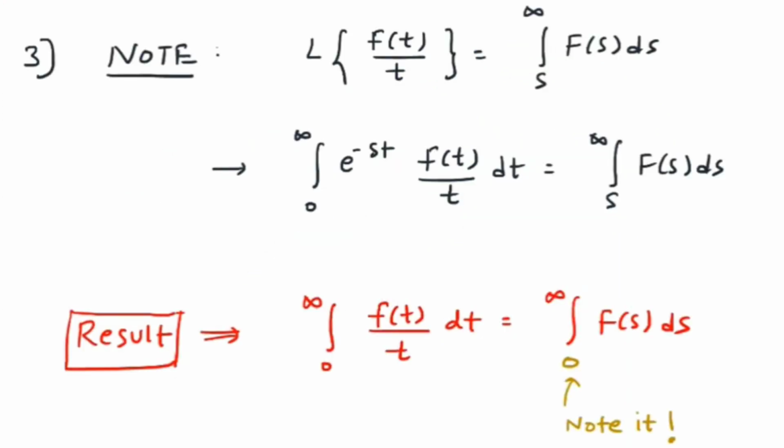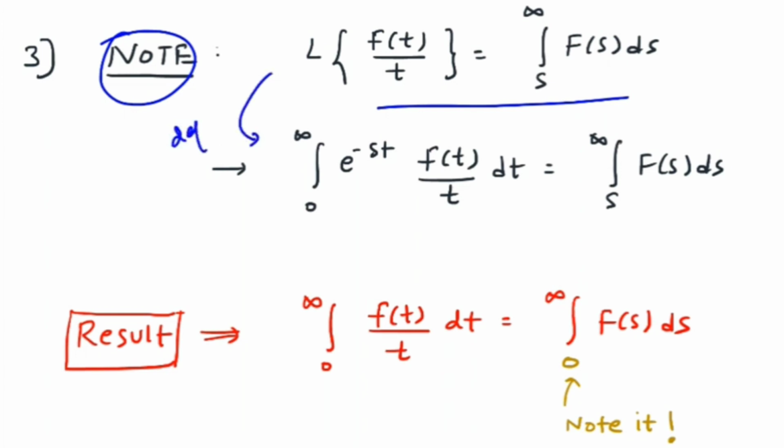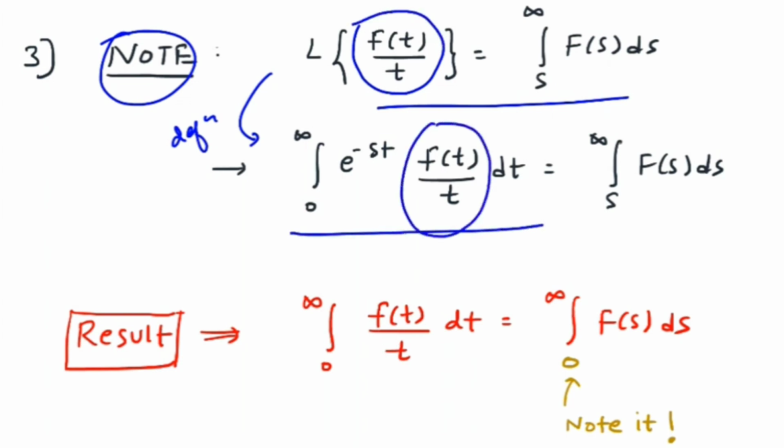So there is one important note in this format. Please write it down. You know that Laplace of f of t upon t is equal to integral s to infinity capital F of s ds. But according to the definition of Laplace, let's say this part is g of t. So Laplace of g of t is equal to integral 0 to infinity e raised to minus st into g of t dt. And again the answer remains the same because I have just changed the format. I am just using the definition of Laplace.